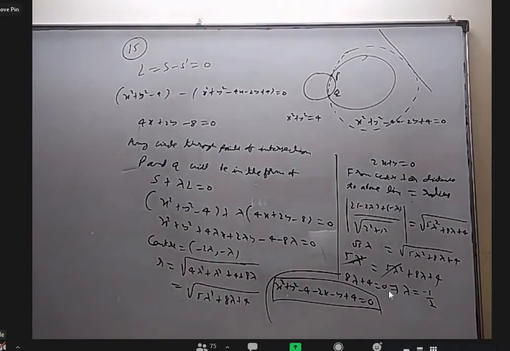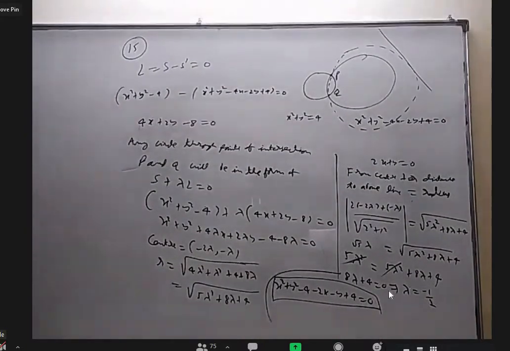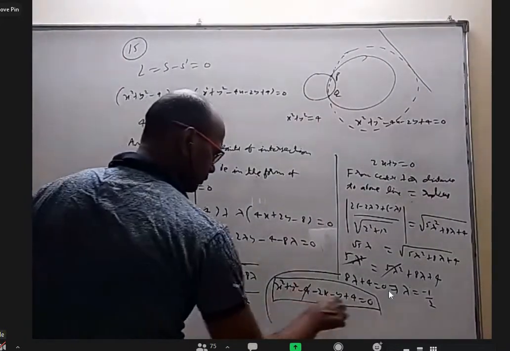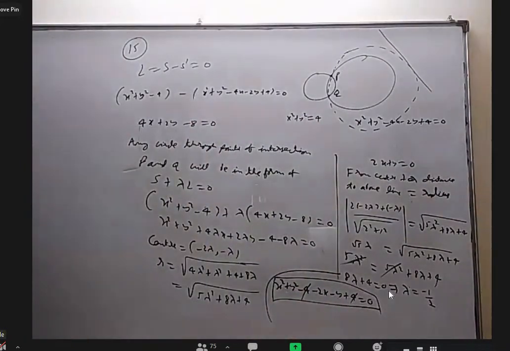For those who completed, you can try 17th question. Here minus 4 plus 4 will cancel. X square plus y square minus 6x minus 4.